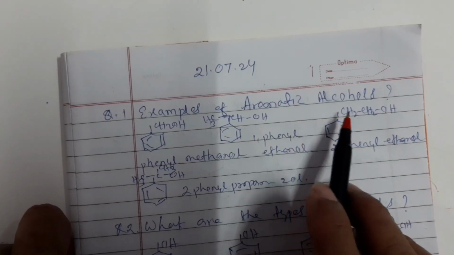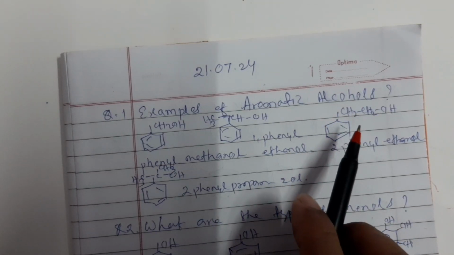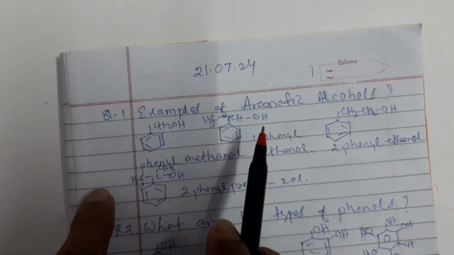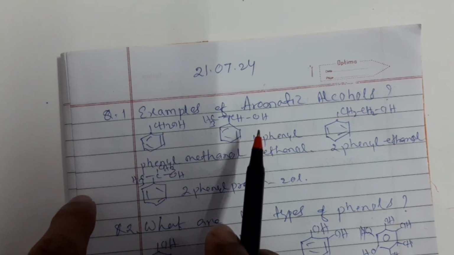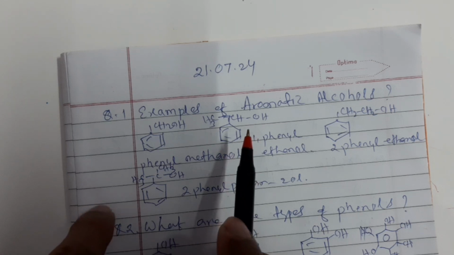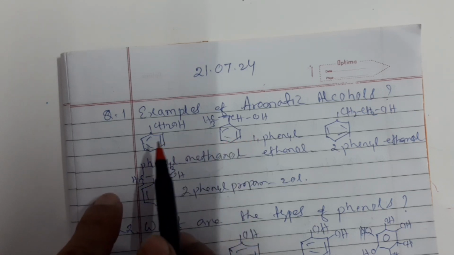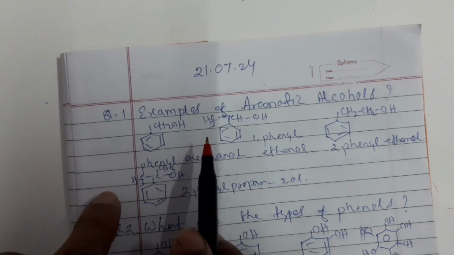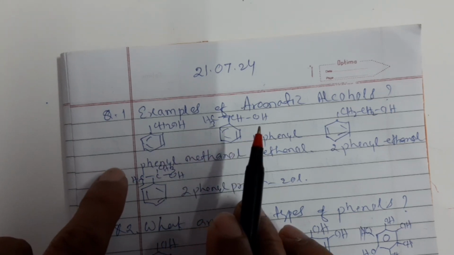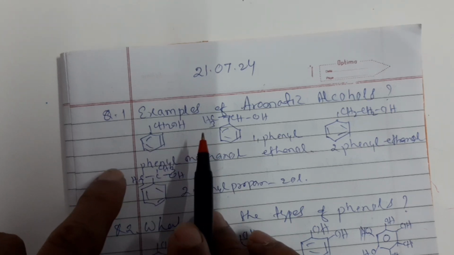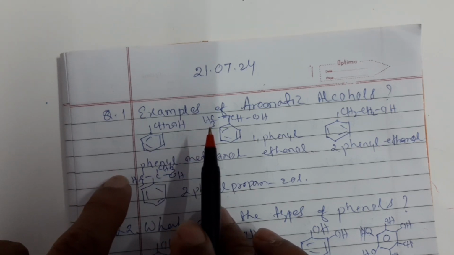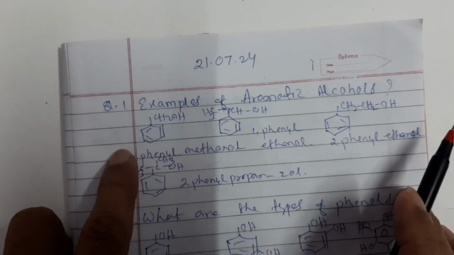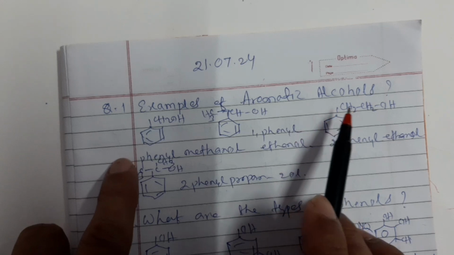Example of aromatic alcohols. What are aromatic alcohols? You know what is aromatic? The compound which obeys Huckel's rule. That is the benzene ring closed system, 4n plus 2 pi electron system. These are all for the plus 2 level, but what is new for the examination for NEET and JEE, you have to concentrate. So first, examples of aromatic alcohols.